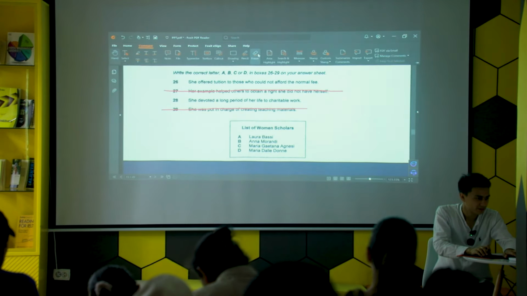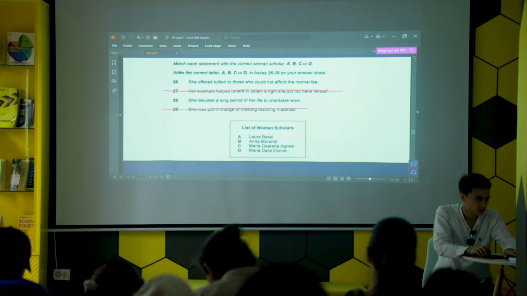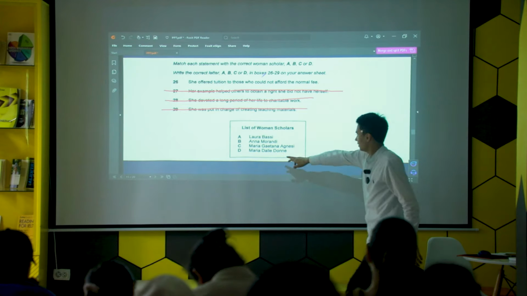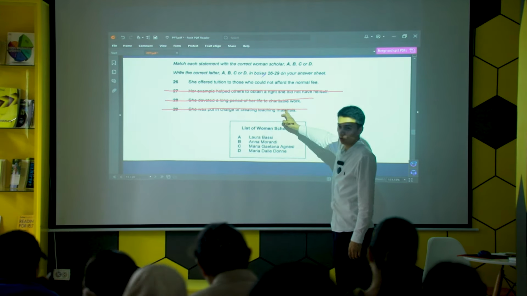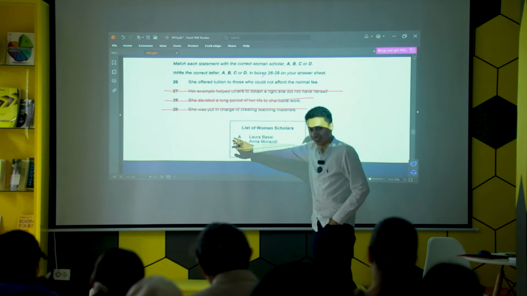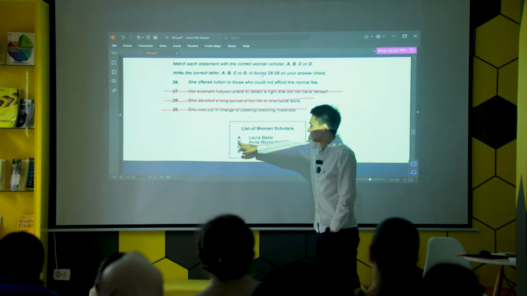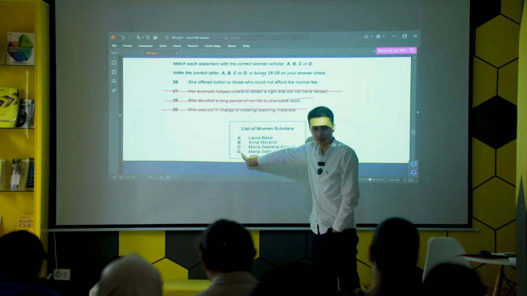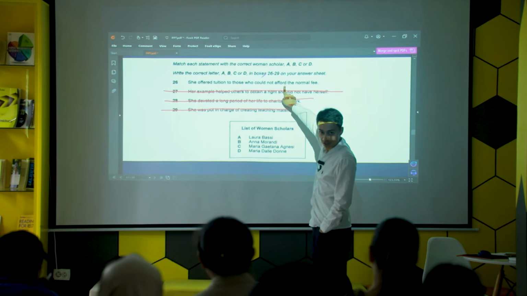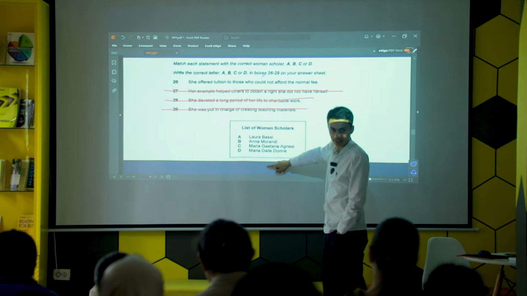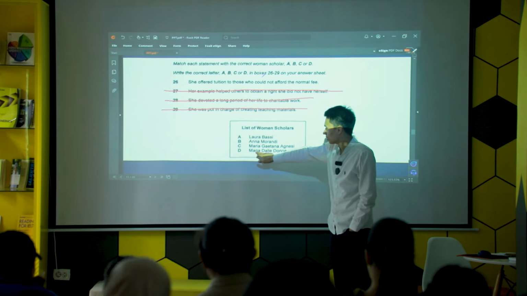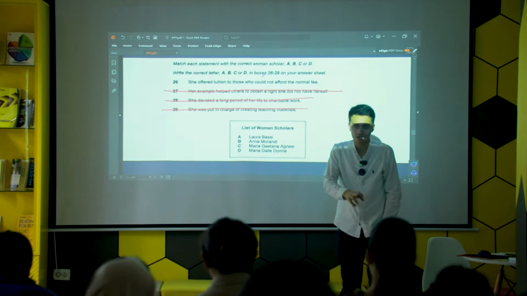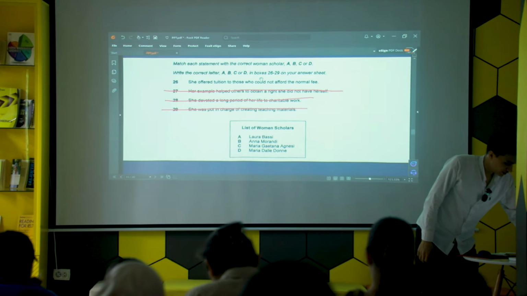What about this one? Charitable work? Exactly. Here, Agnesi devoted a long period of her life to charitable work. This is gone. D. 26 is D. Understood? There's no other way. So D remains for 26. We'll work on it now and see. Okay? 26 is D.